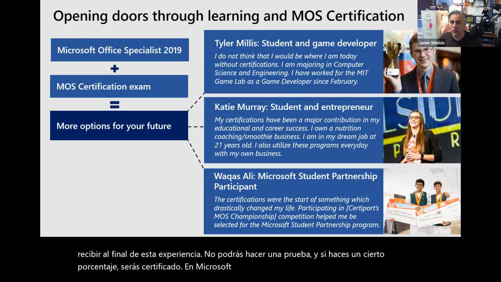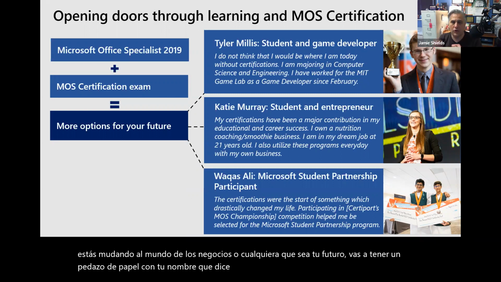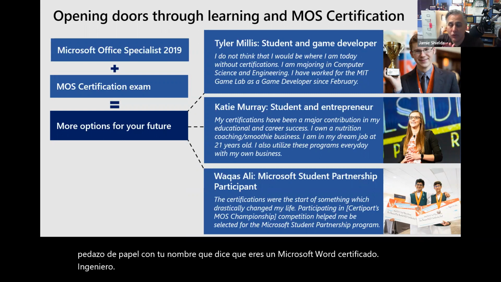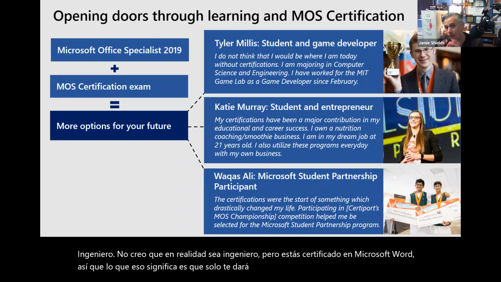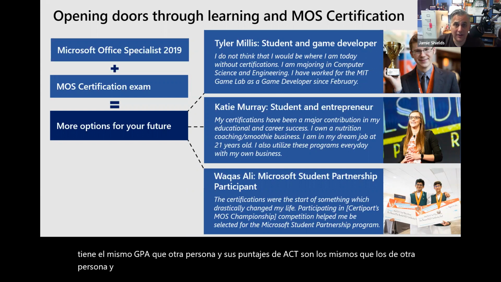Even if you're an entrepreneur or if you are moving into the business world or whatever your future is going to be, you're going to have a piece of paper with your name on it that says you are a certified Microsoft Word engineer. I don't think it's actually engineer, but you're certified in Microsoft Word. So what that means is it's just going to give you a leg up on anyone else. If your GPA is the same as someone else and your ACT scores are the same as someone else, and you have the certification and they don't, then that means you get the job instead of them. That means you get the scholarship instead of them.